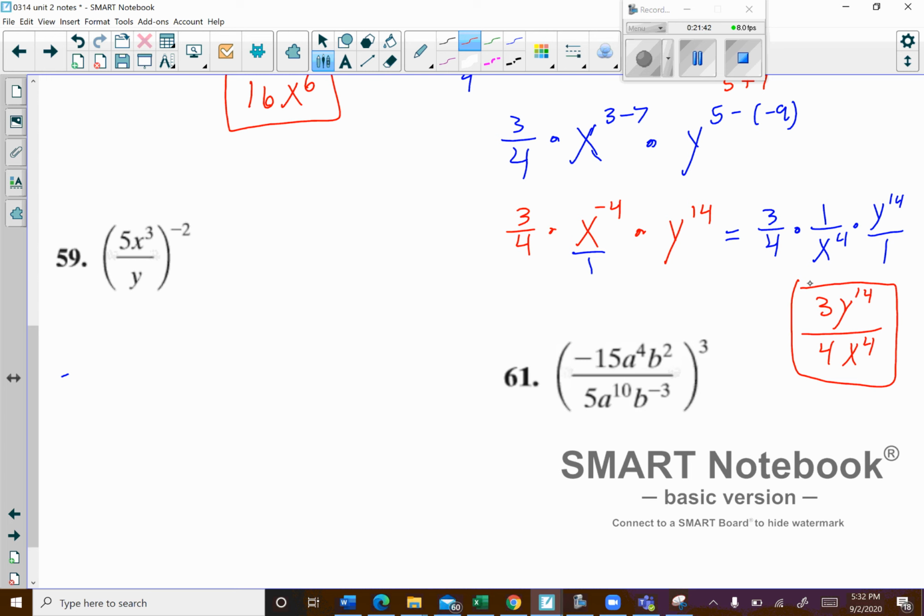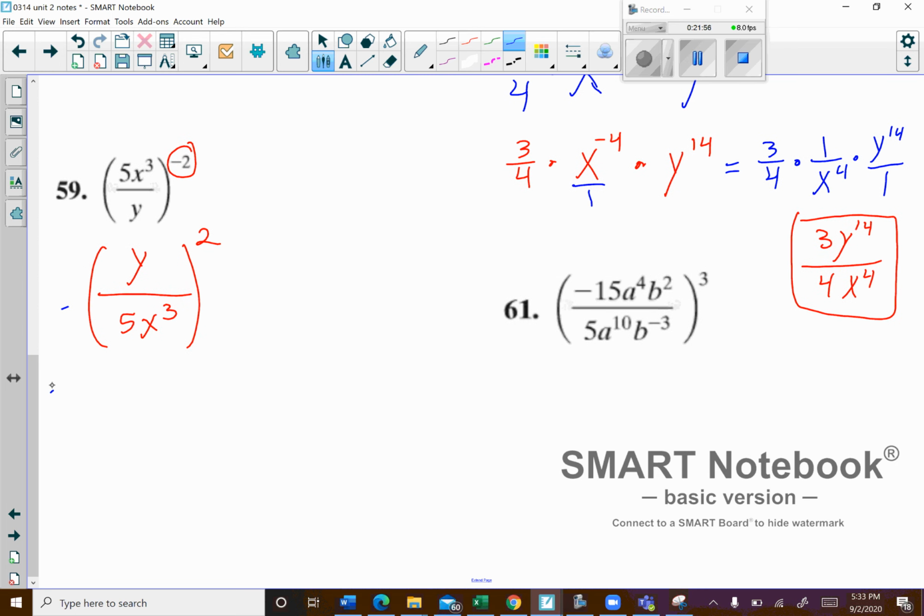Okay, 59, I'm going to approach that one like the one up above we completed. I'm going to go ahead and take the reciprocal to start with. And so then what happens is my exponent becomes a positive 2. And then now I just have to go through and square everything. So this would become y squared, 5 squared, and x to the power of 3 squared. And then go ahead and simplify where we can.